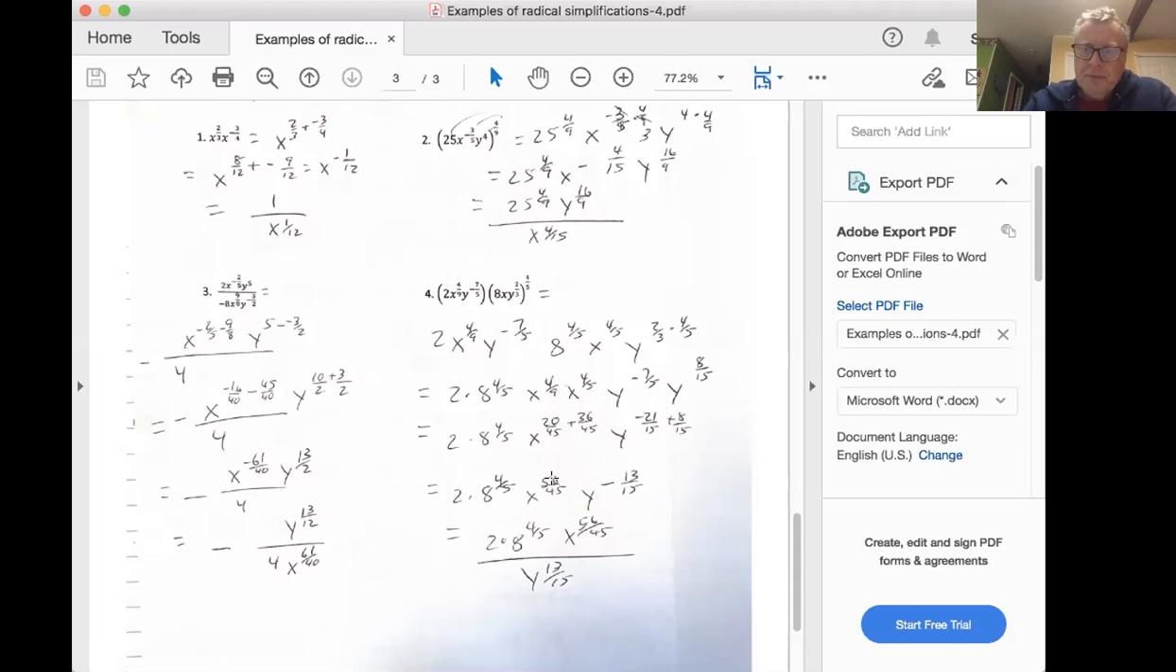Grouping the y's together, we have this y to the minus 7/5 plus y to the 8/15. Finding the common denominator of 15, multiplying the top and bottom of this minus 7/5 by 3, gives us minus 21/15. Adding together, we get y to the minus 13/15. Since that's a negative exponent, we'll move it down to the denominator. I can't do much with this 8 to the 4/5. It's not a perfect fifth power. Okay, so I'm just going to keep it in that form.